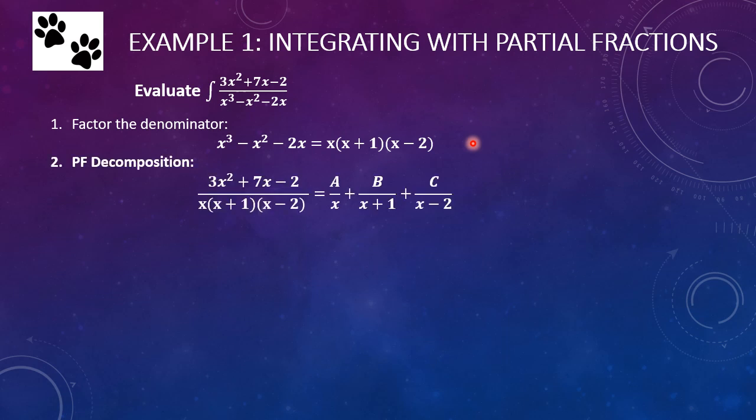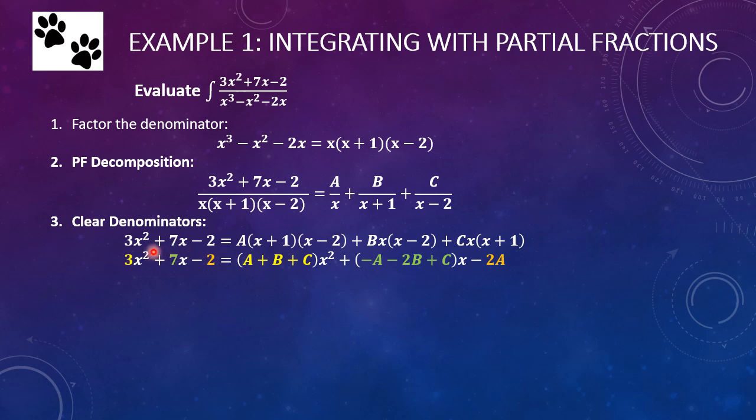The next thing we're going to do is to set up our partial fraction decomposition, setting a different coefficient over each of the factors from the denominator. And we can see here that we have 3 different coefficients, a, b, and c. The next thing we're going to do is to clear the denominators by multiplying both sides by the common denominator, x times x plus 1 times x minus 2.